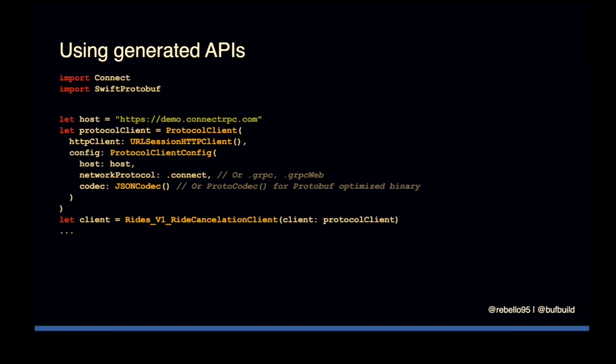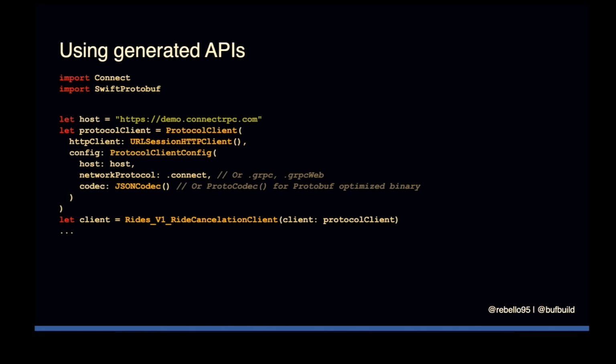We're going to configure it with, one, the HTTP client to use. We are actually going to use URLSession. It's a small wrapper around it, but we're going to use URLSession. We specify the host. A lot of times this would be staging or production, but in this case we're just going to specify a demo. We specify the network protocol. And then we specify the codec to use, so whether we want to use JSON to serialize our models or that binary Protobuf serialization.